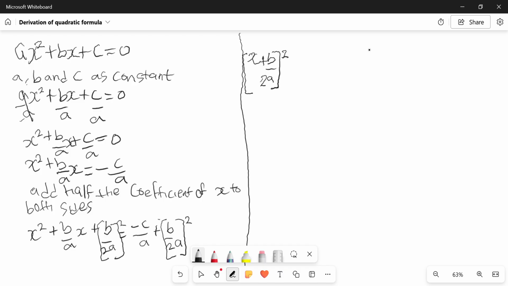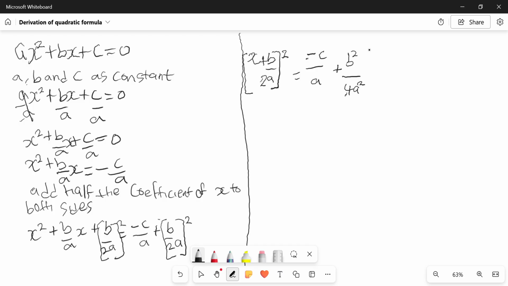This is equals to, now, please let's expand your right hand side. So this becomes minus c all over a plus, when you expand this, b squared all over 2 squared, which is 4, and a squared is a squared. So you have expanded this.